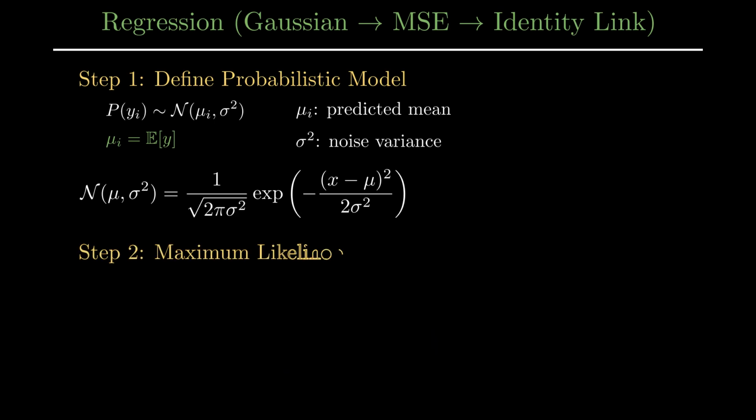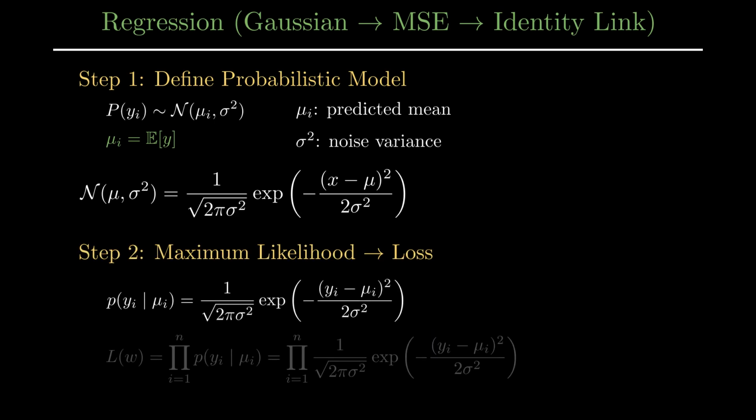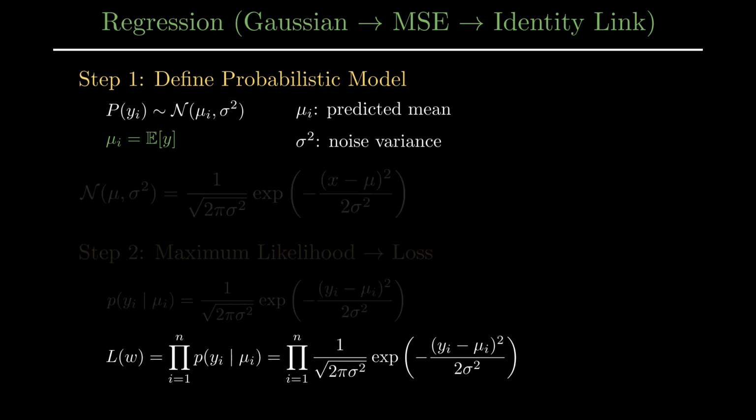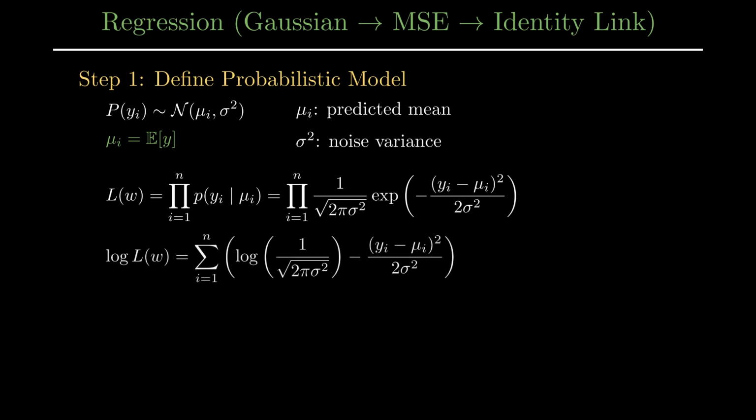Once we have the probability for a single sample, we multiply these probabilities across all samples to obtain the likelihood of the model parameters, since the predictions depend on them. To find the optimal parameters, we maximize this likelihood. However, working directly with products is inconvenient, so we take the logarithm, which converts the product into a sum. Since the logarithm is monotonic, this does not change the location of the optimum. We now maximize the log likelihood.